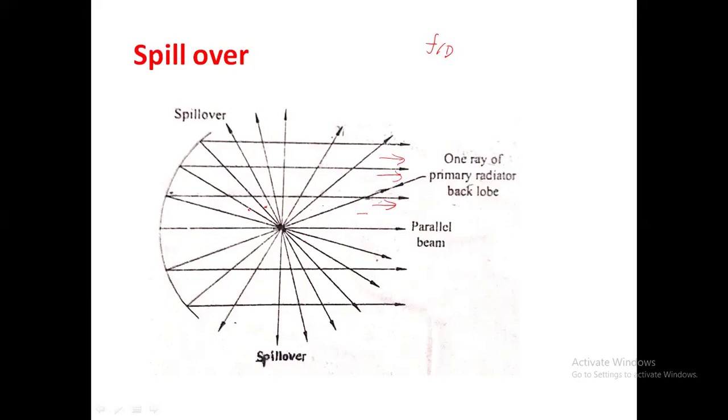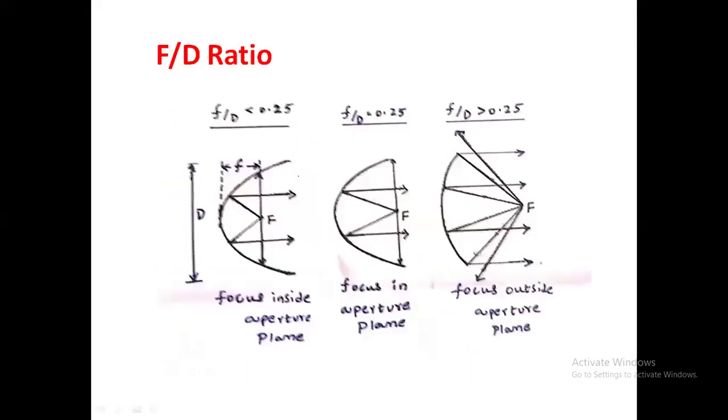So if you do not take a proper F by D value, these are the drawbacks that occur in the parabolic reflector antenna. How to overcome these drawbacks is by properly choosing the F by D value. How do we choose the F by D ratio? We are going to take three cases: F by D less than 0.25, equal, as well as greater. See the first diagram: this is a parabolic reflector surface and this is my focal point F. In the first case, the focus is inside the aperture plane. This we call the aperture plane, and our focus is placed internally with respect to it.